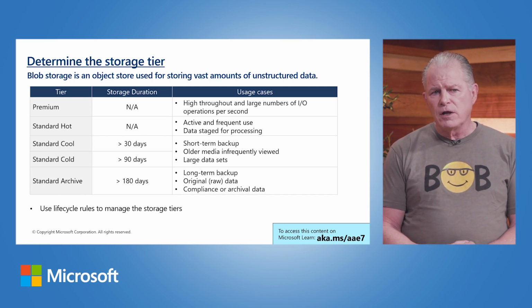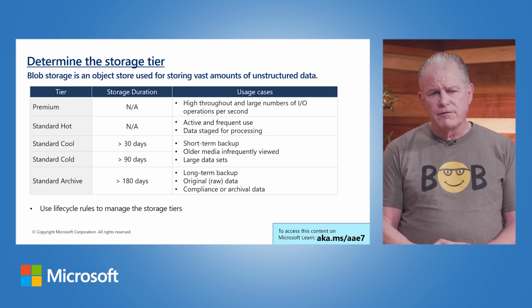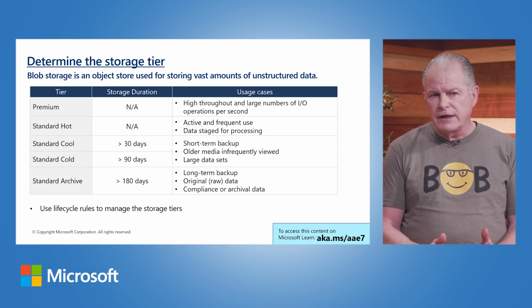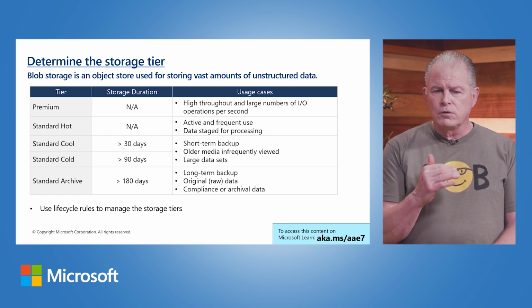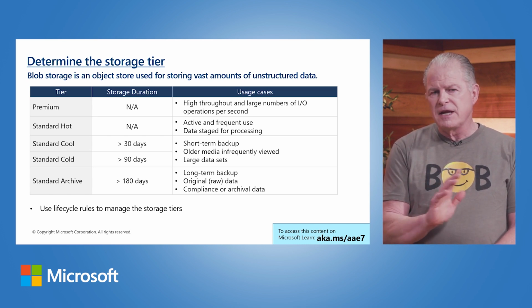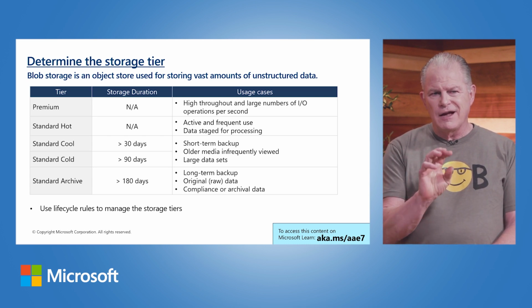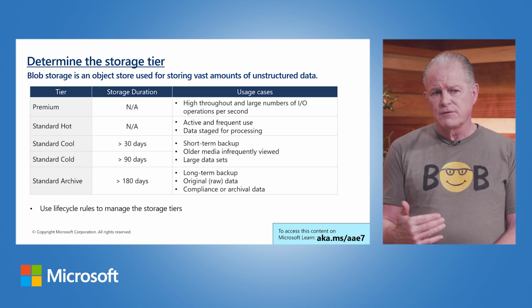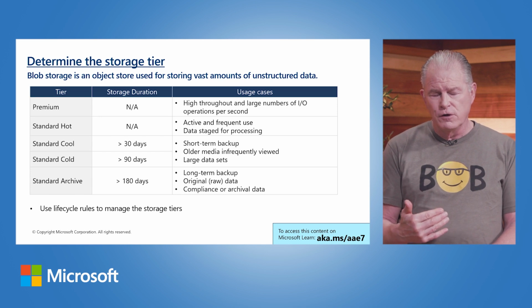Now, I do want to make a call out on that standard archive. Archival storage is super cheap, but it is offline storage. All hot, cool, and cold are nearly instantaneous. Your customers will probably never know it if they're accessing it as a file. Where this performance really comes in is if you're storing that information from an application perspective in use.